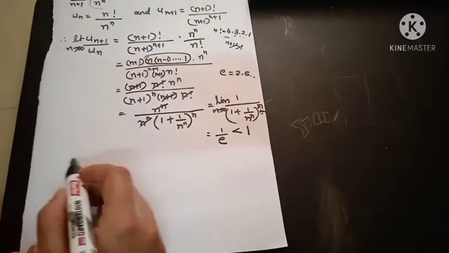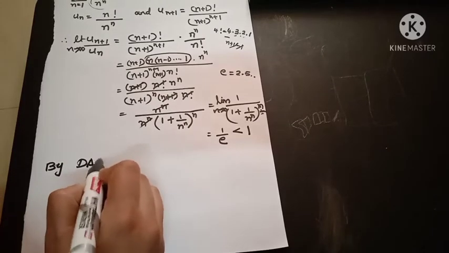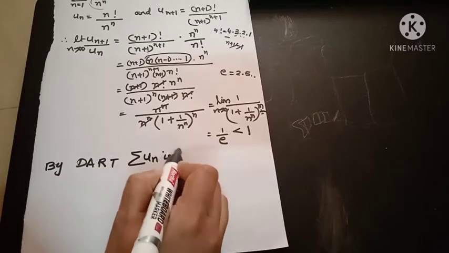By D'Alembert's ratio test, the given series un is convergent.